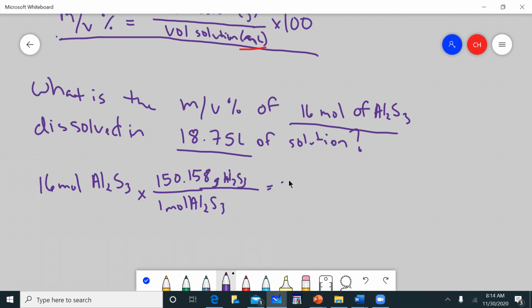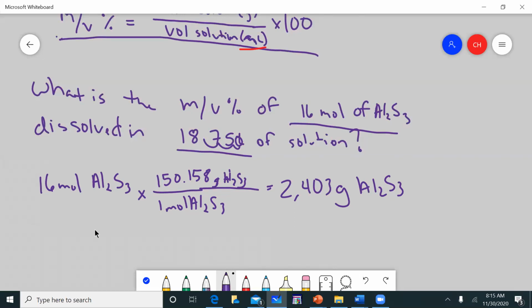And so we end up with 2,403 grams of Al2S3. Then I need to convert my liters into milliliters. The easiest way to do that is just to move the decimal over 3 spots, and fill it in with a 0.